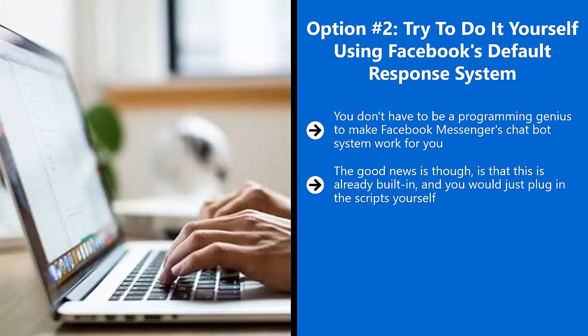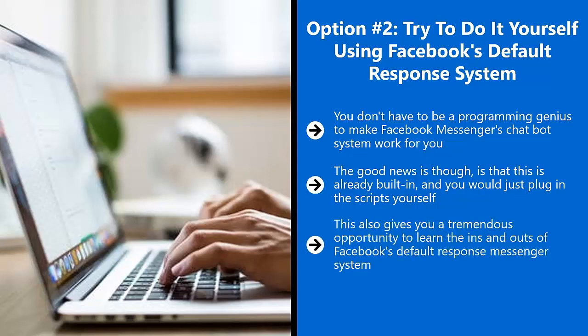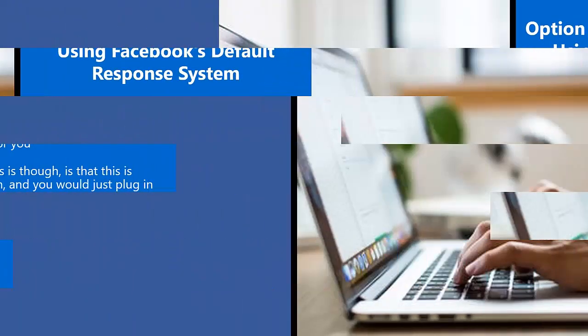This cuts down on cost. This also gives you a tremendous opportunity to learn the ins and outs of Facebook's default response messenger system. You're basically turning it into your own response bot. The downside should be obvious. This option doesn't really unlock the full range of capabilities that Facebook Messenger automation brings to the table. It just gives you the very basic.